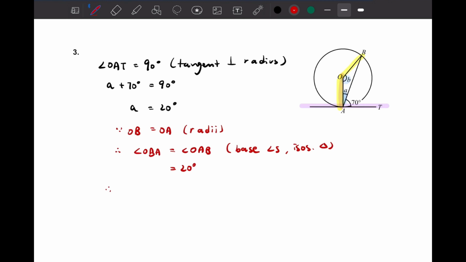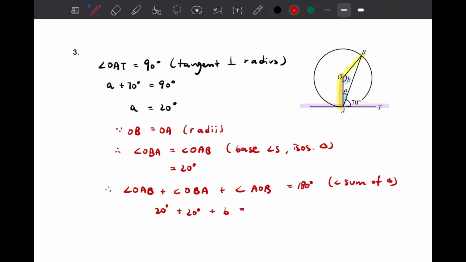So now in that triangle, you have two pieces of information, so you can find the third one. So angle OAB plus angle OBA plus angle AOB equals 180, angle sum of triangle. So 20 plus 20 plus B equals 180. So B is equal to 140 degrees.